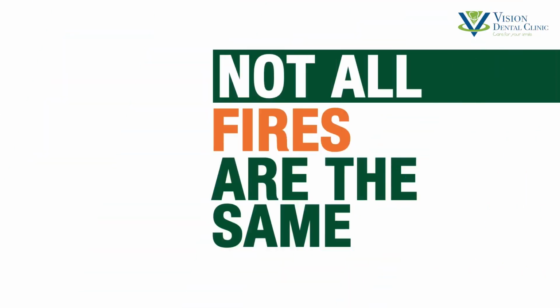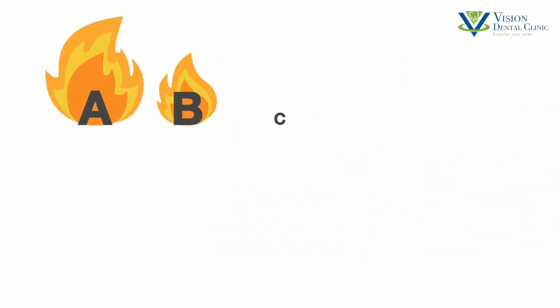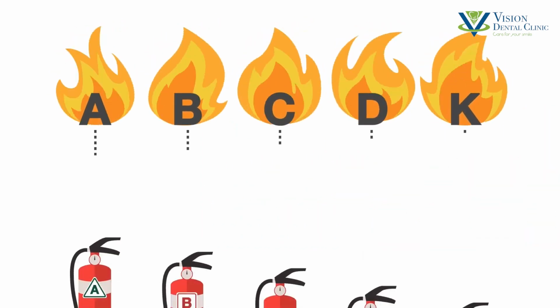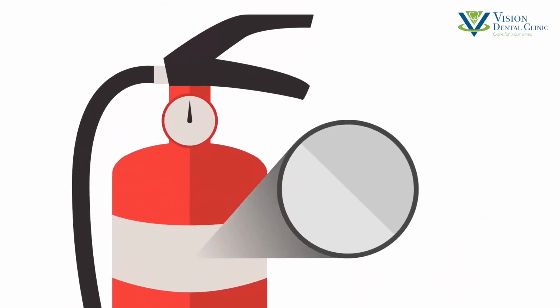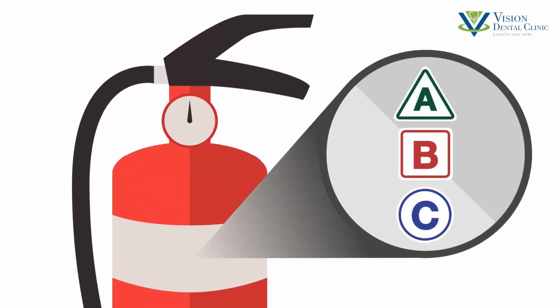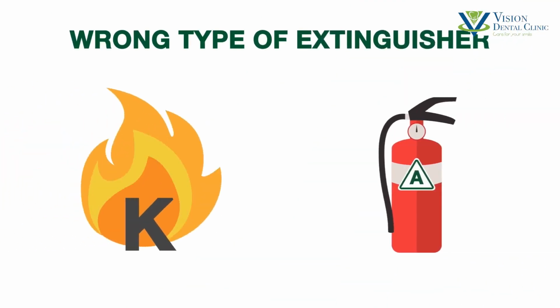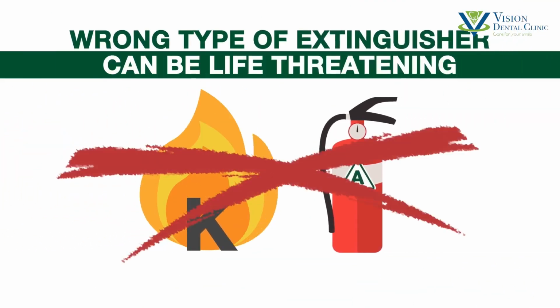Not all fires are the same. In fact, there are 5 classes of fire and each requires a specific extinguisher. Before using an extinguisher, be sure to take note of the classification on the label. Using the wrong type of extinguisher can be life-threatening.